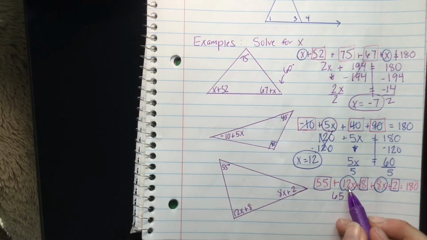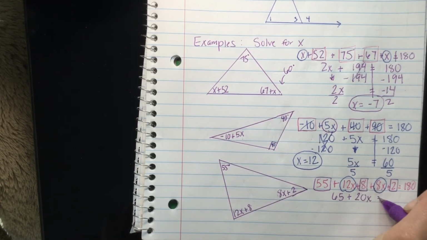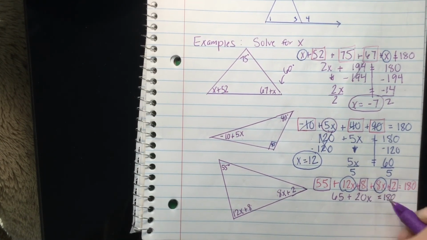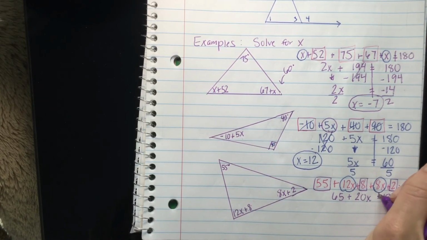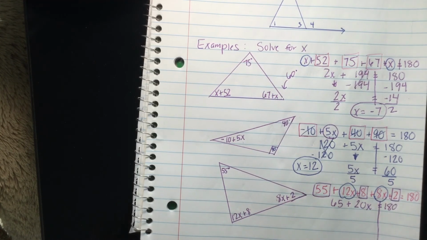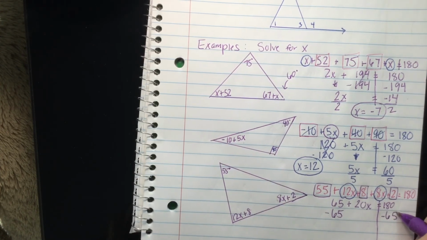Plus 12x plus 8x is 20x equals 180. All right, now we just have, again, our two-step equation. Draw a line down the equal sign. Find the side with the variable. Find the number not attached to the variable. And we perform the opposite operation. What is the opposite of positive 65? Negative 65. Minus 65.